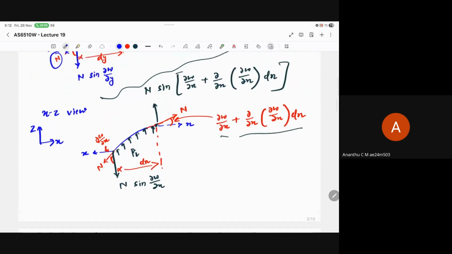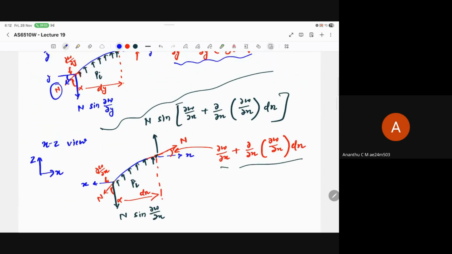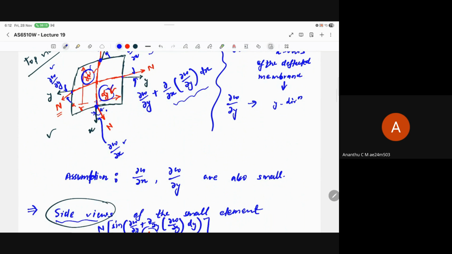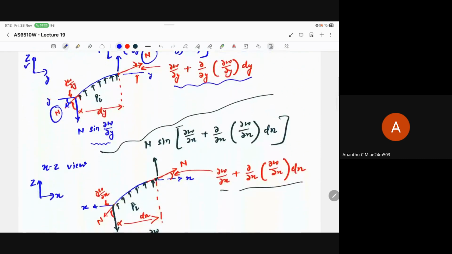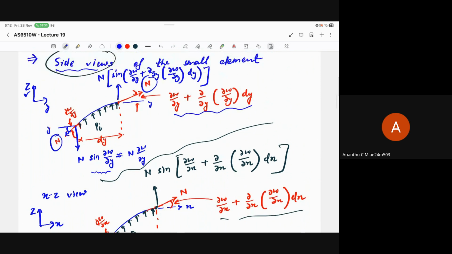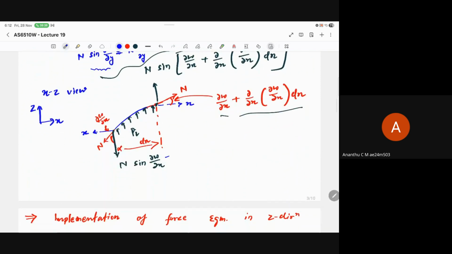Now for this case, let me just write this. So we have sine ∂w/∂y, and we have already said the slope. We have said here these slopes are small. So if you take the sine of these angles, like the sine of this angle and this angle, since these are small, you can basically approximate them as the same. So this you can write as n into ∂w/∂y. Okay, and similarly we can do the same thing for the other cases. This one also we can write as n into ∂w/∂x.